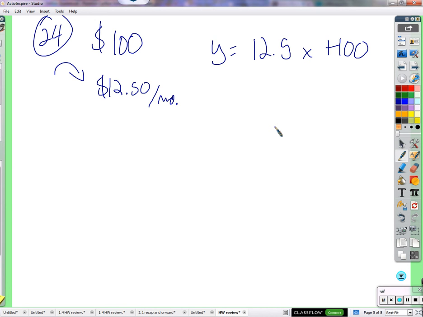This is an interesting question. How many months will it take for you to have enough money to buy 10 acres of land on Mars? And here's the thing about Mars. You get 10 acres for $175.